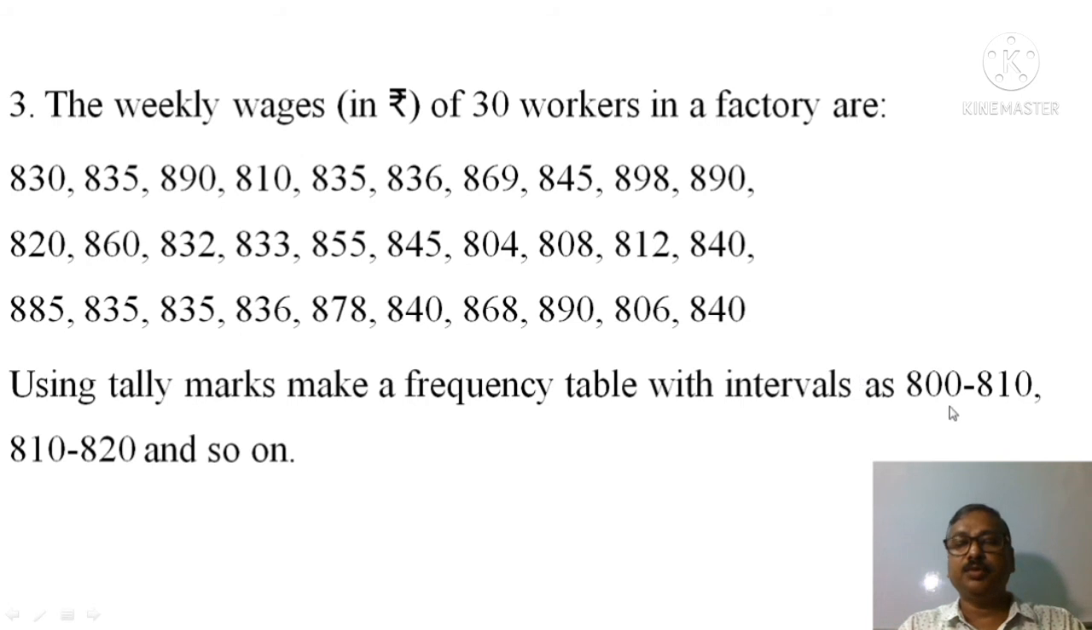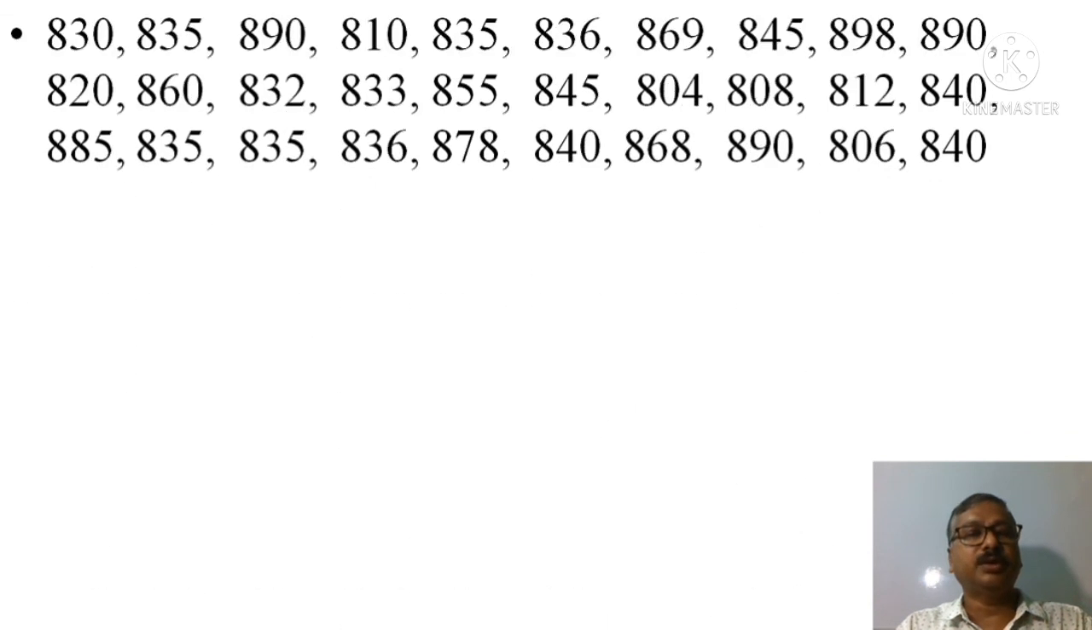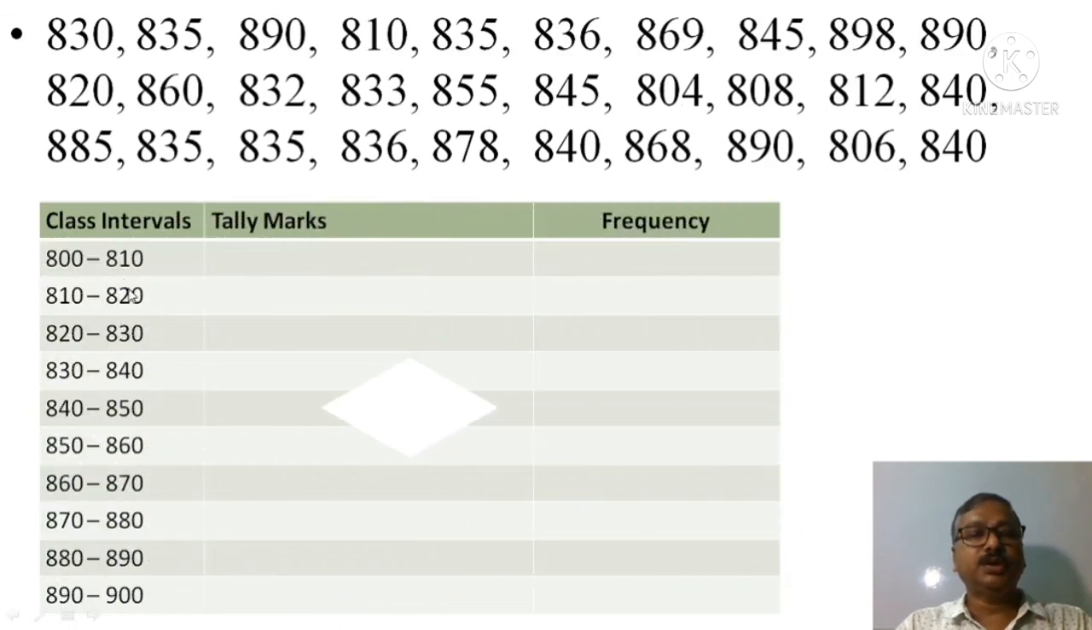That is, the first interval will be 800 to 810. The second interval will be 810 to 820 and so on. In this way, the last interval will be 890 to 900. Now let us prepare this. So these are the observations. So this is the table, the format of the table. This is the class interval 800 to 810, 810 to 820. So 820 to 830, 830 to 840, 840 to 850, and so on. The last interval is 890 to 900, since our highest observation is 898.